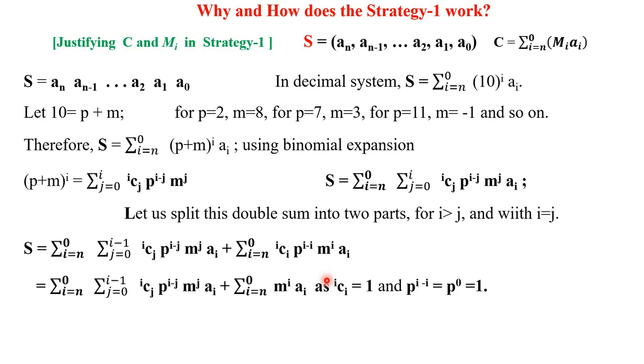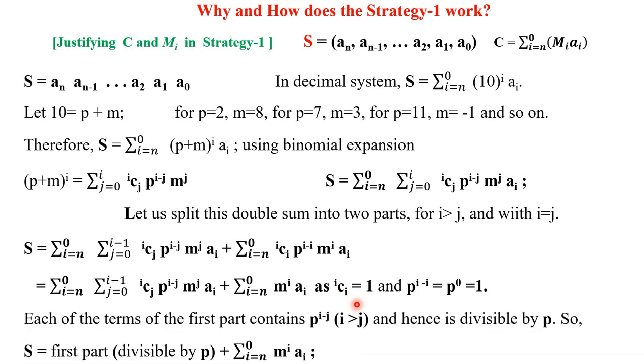Now interestingly, what about this term? iCi is actually 1, and p to the power i minus i is p to the power 0, that means 1. So only m to the power i times a_i is remaining in the last. So this is the two parts of the whole expression.